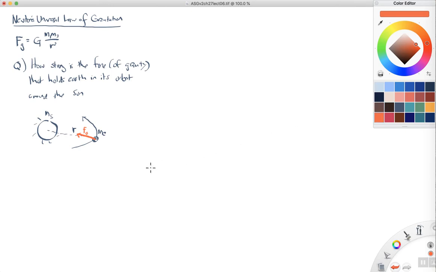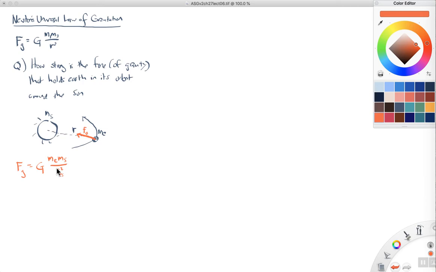Okay, how big is that force of gravity? Well, that's easy to do. We'll just plug in numbers. So the force of gravity that's holding the Earth in orbit is going to be G times the mass of the Earth times the mass of the sun divided by the distance between the Earth and the sun squared. Okay, and we can plug in.